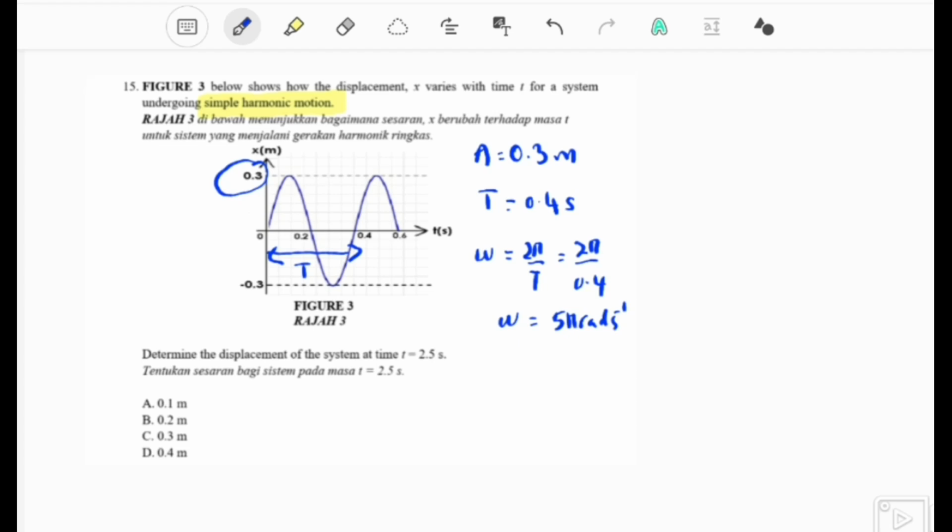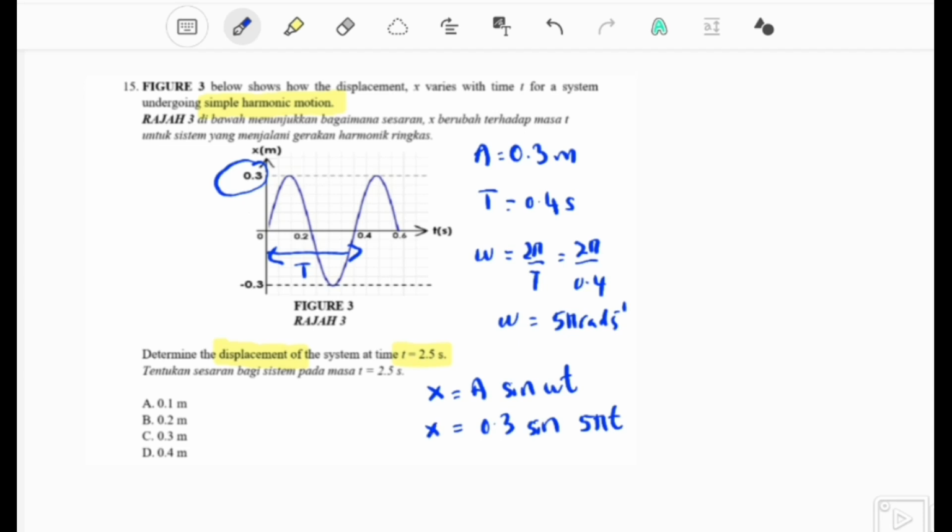Okay, kita dah ada A, kita dah ada T dan kita dah ada omega. Soalan dia nak apa tu? So determine the displacement of the system when T is 2.5 second. So dia nak cari x when t is 2.5 second. So check position dia. So kita recall balik what is the general equation untuk simple harmonic motion. So kita ada x equal to, graph ini graph sin kan. So A sin omega t. So kita dah ada value of A. Kita masuk sini. A kita 0.3 sin kita punya omega is 5 pi t.